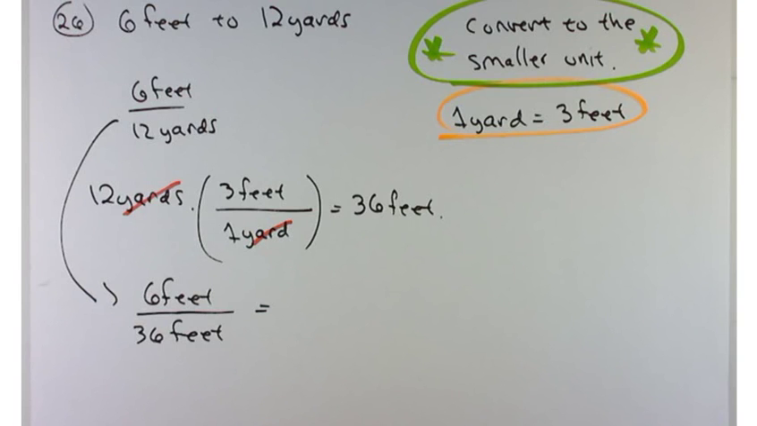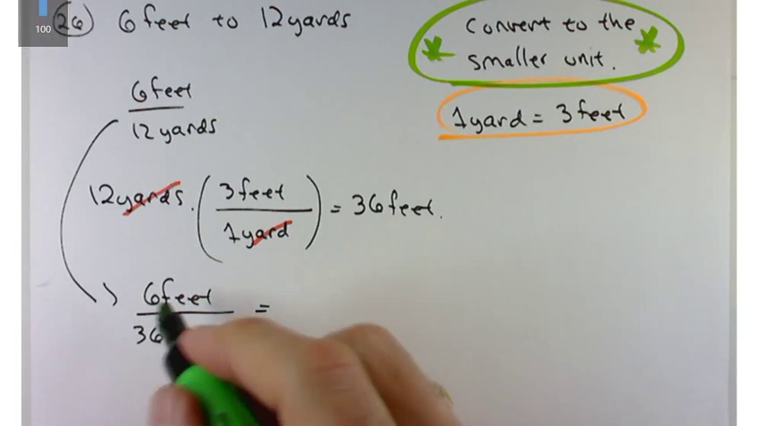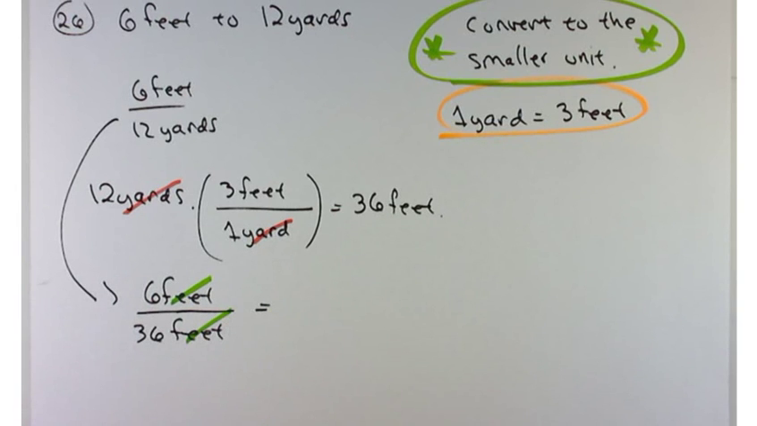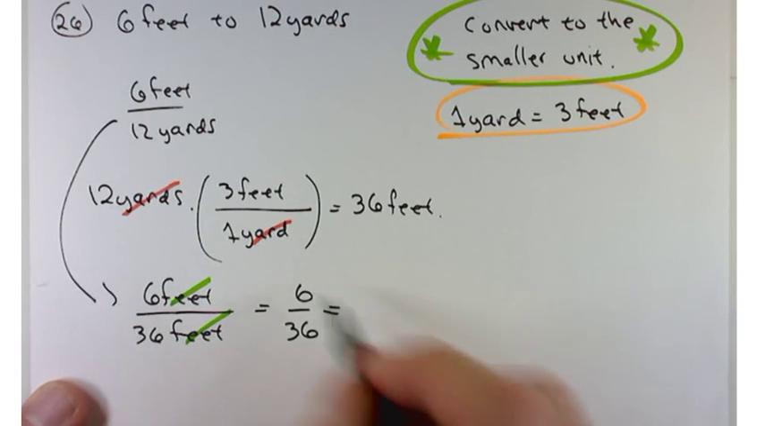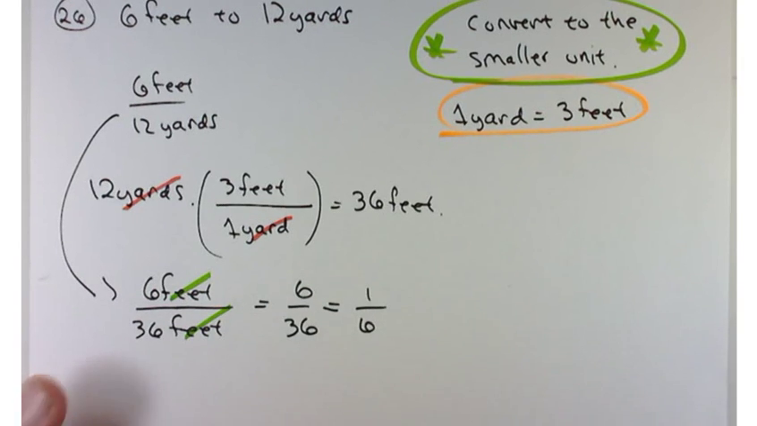Are we any better off now? I hope so. Maddie, what kind of simplification do I get here? Good. So units of feet is going to cancel. And hopefully you're not content with this because 6 goes into 6 once and into 36 6 times. So 1 over 6. Nice.